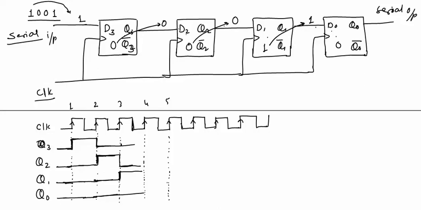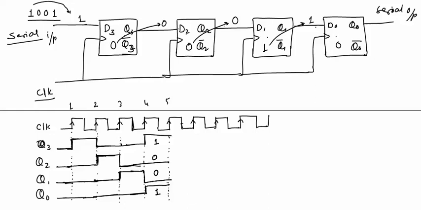Now when we apply the fourth clock pulse, this logic 1 will be stored here. So Q3 will be logic 1. This logic 0 will be stored here. So it will be again logic 0. This logic 0 will be stored here. Earlier the output was logic 1. Now the output will be logic 0. And this 1 will be stored here in this flip-flop. So at the fourth clock pulse, Q3 is 1, Q2 is 0, Q1 is 0 and Q0 is 1. 1 0 0 1. This data is now stored in the flip-flops.